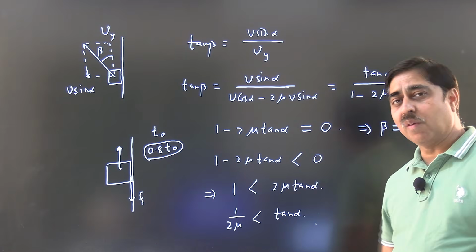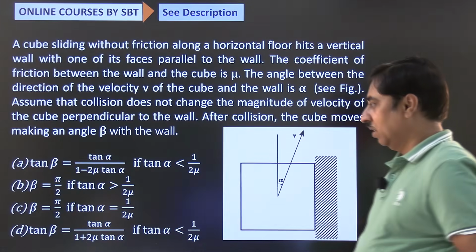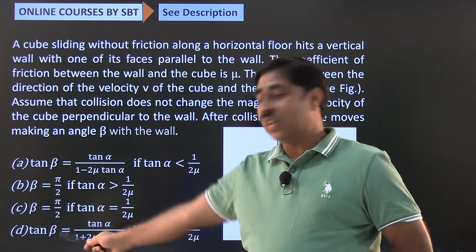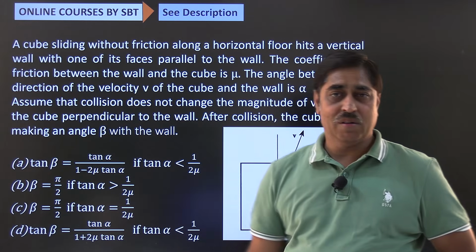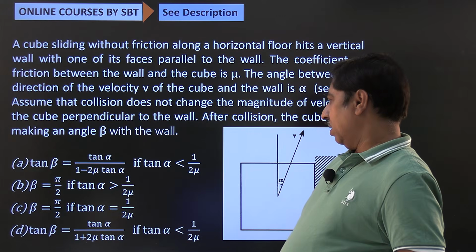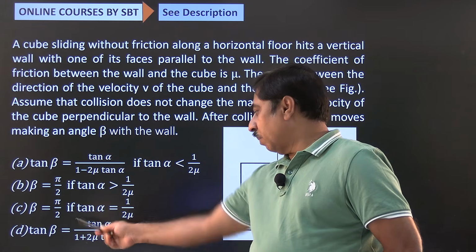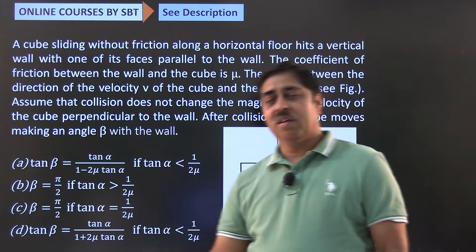Tan alpha is greater than 1/2 mu, that means beta is definitely 90 degree, and beta is 90 degree if tan alpha is equal to 1/2 mu, that is also correct. This doesn't make any sense, a plus will not come here, so A, B and C are correct answers.